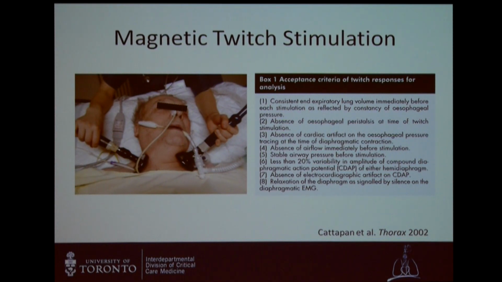And there's a number of other issues that need to be considered, like twitch potentiation, where if a patient coughs or takes a deep breath before a twitch, that's going to significantly affect the pressure that's generated. So some groups have been quite successful in using this technique in the research setting, but it's not clear to me that this will ever be a technique that we'll be able to use widely in the clinical setting. Maybe some of you disagree. I'd be interested to hear from you after.